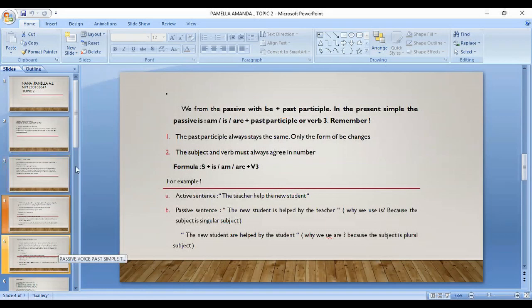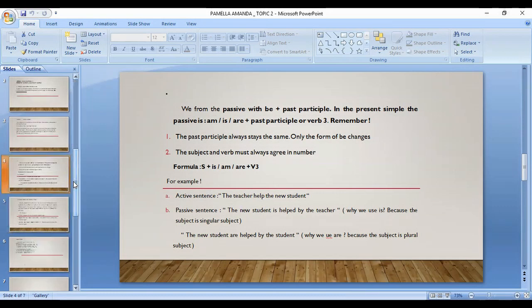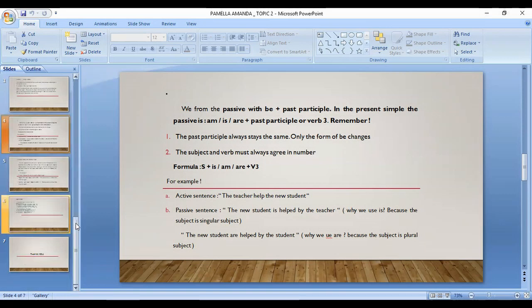We form the passive with be plus past participle. In the present simple, the passive is am, is, or are plus verb 3. Remember, number one, the past participle always stays the same. Only the form of be changes. Number two, the subject and verb must always agree in number. Formula.